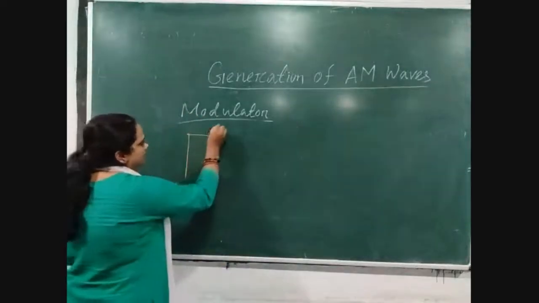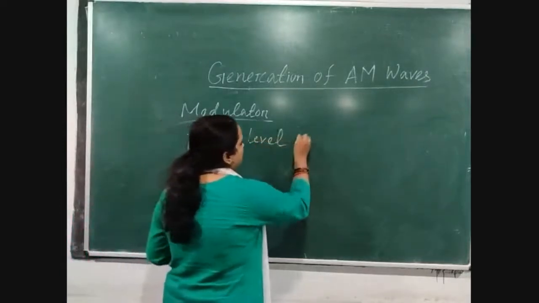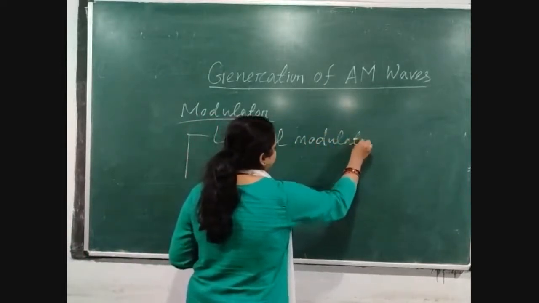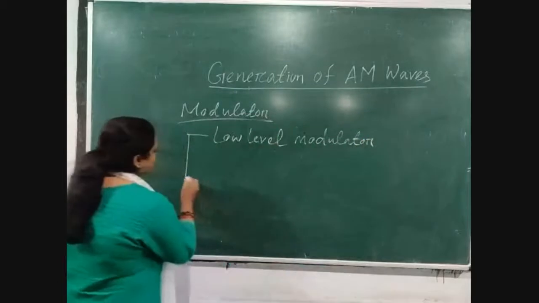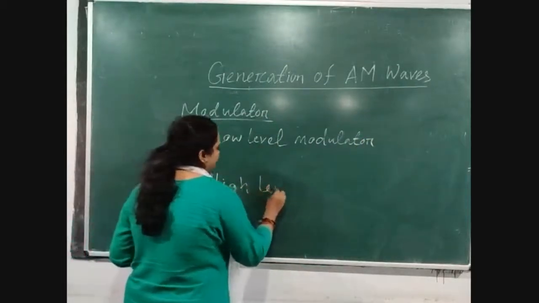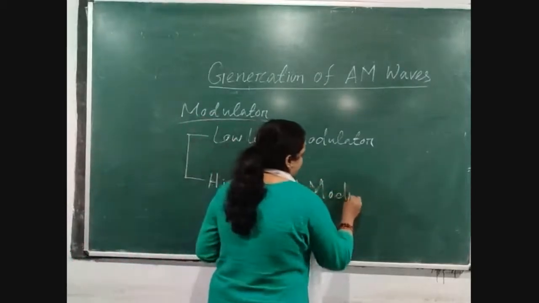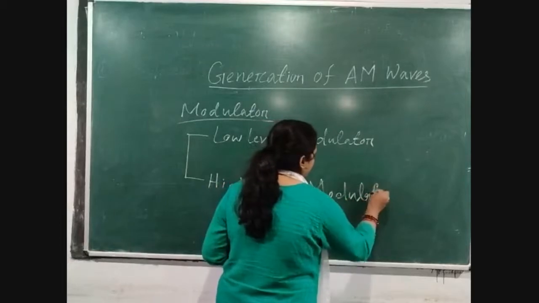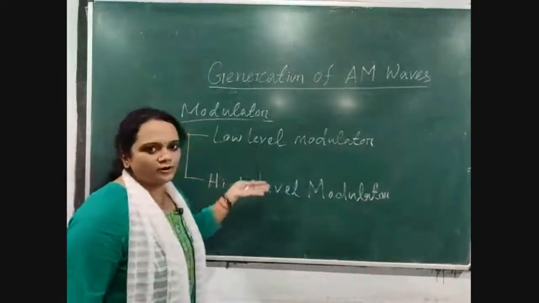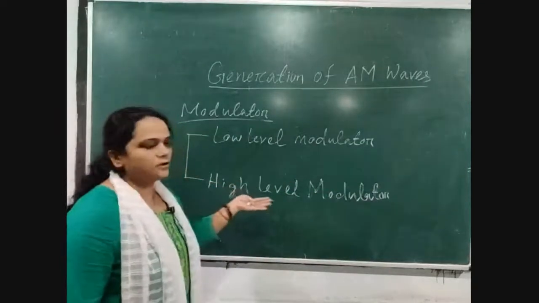First one is low level modulators, and second is high level modulators. So we can say there are two types of modulation process also, meaning low level modulation and high level modulation.